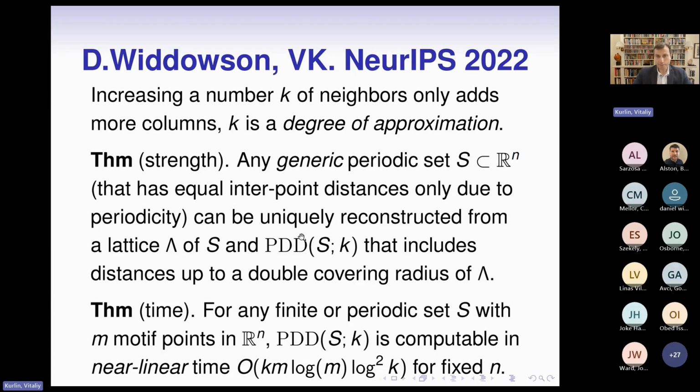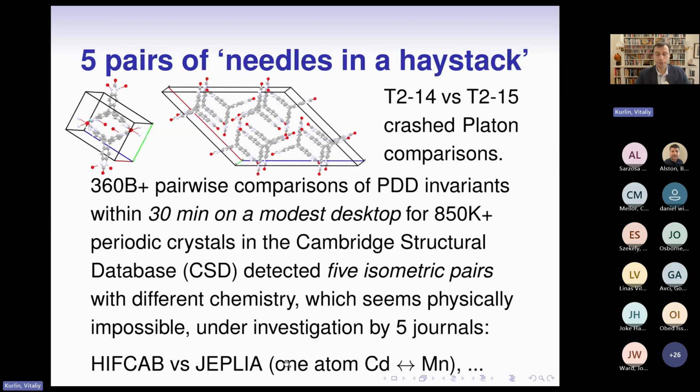So the strongest theorem here says that we can reconstruct almost any periodic set of points, a so-called generic periodic set, from a lattice of this set and large enough pointwise distance distribution. And this result says that it's fast to compute, in near linear time in both parameters, k, the number of neighbors, and m, the number of points in a given unit cell.